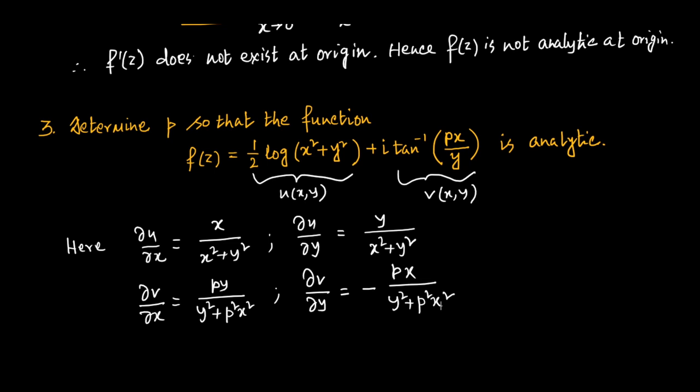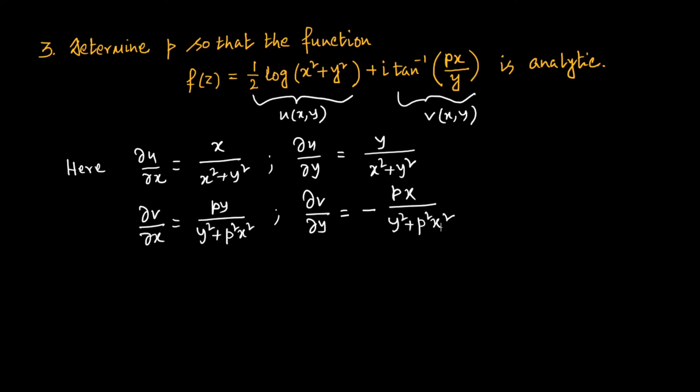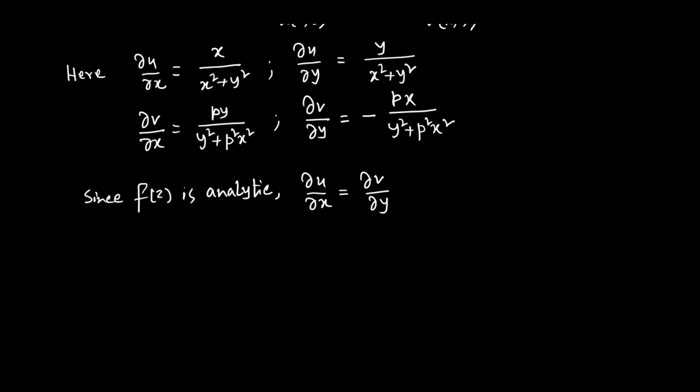So now, since the function has to be analytic, then Cauchy Riemann equations will be satisfied. Since I have only one unknown, I can choose any one of the two Cauchy Riemann equations. So let us consider the equation del u del x is equal to del v del y. If we plug in the values of del u del x and del v del y, let us see what we get. Therefore, this implies del u del x, that is x divided by x square plus y square, is equal to del v del y, that means minus px divided by y square plus p square x square.